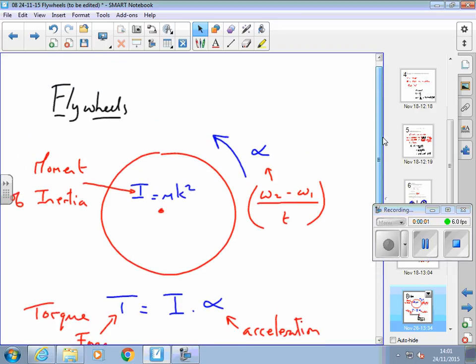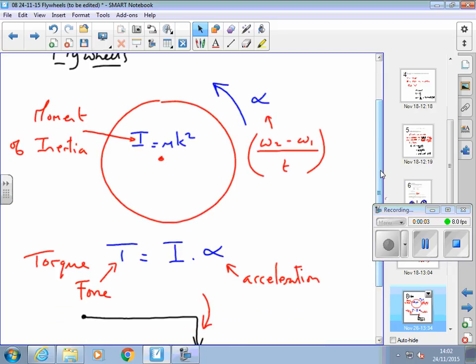So for flywheels, we often need to know the moment of inertia, given by I equals mk squared. So you've got that formula now. If you're not talking about the mass, you're talking about the moment of inertia. How do I get the moment of inertia? I need to know the radius of gyration. There's two formulae for that.